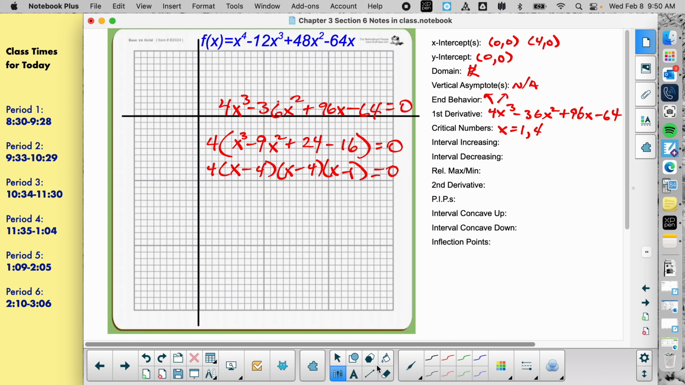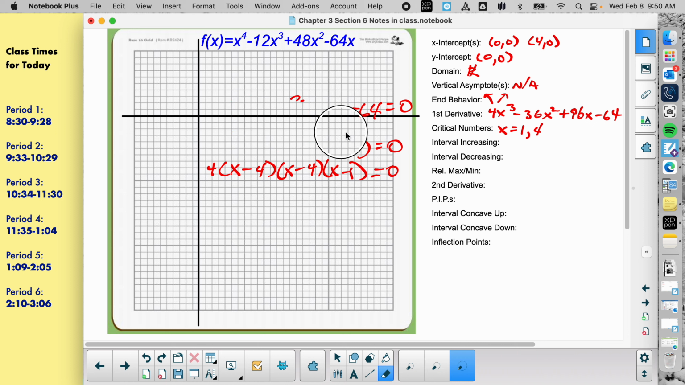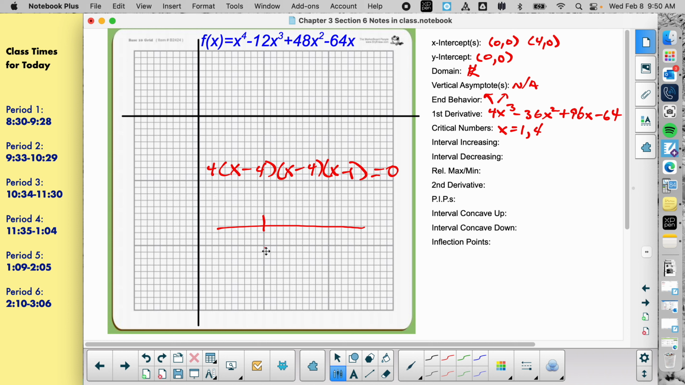I am not going to erase my derivative yet. Oh, never mind. You guys don't need to erase anything. You have scratch paper. I'm going to make my number line with a 1 and a 4. And I'm going to figure out where it's increasing and decreasing. So I'm going to plug numbers into this factored form because that works a lot easier. So let's plug in 0. So 0 would be 4 times negative times negative times negative. That would give me a negative answer.